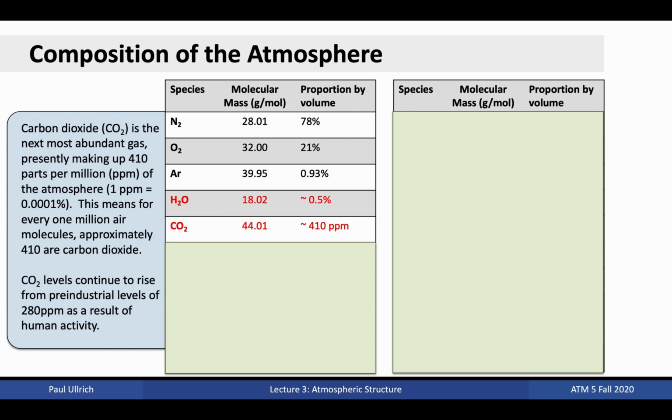The next most abundant gas is carbon dioxide, presently making up 410 parts per million of the atmosphere. 1 part per million is equal to 0.0001%. This means that for every 1 million air molecules, approximately 410 of those are carbon dioxide. You may be familiar with carbon dioxide because it's often spoken of in the same context as climate change. In fact, its concentration in the atmosphere has been steadily rising because of human activity. Before the Industrial Revolution kicked off, carbon dioxide concentration in the atmosphere was around 280 parts per million.